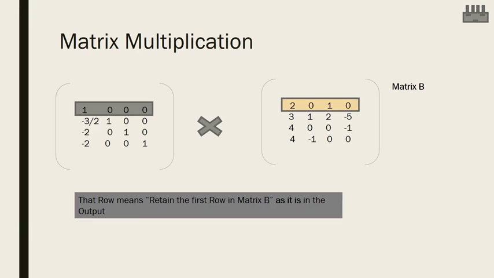So look at the first row in the A matrix. What does it actually tell you? It basically tells you to just retain the first row in the matrix B as it is in the final output, which means that when A and B are multiplied, the first row will be just 2 0 1 0 in the output matrix as well. That is what it represents. If you look at the rows in the A matrix, each one is a weight for the corresponding row in the matrix B. So it is basically a weighted addition of rows in matrix B.